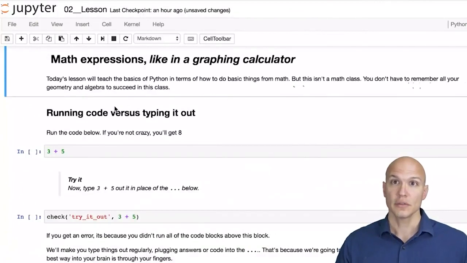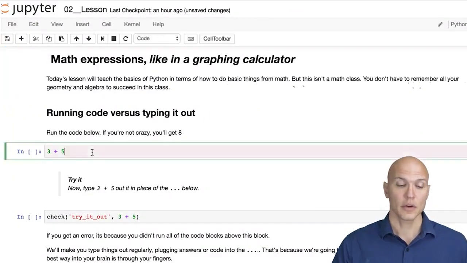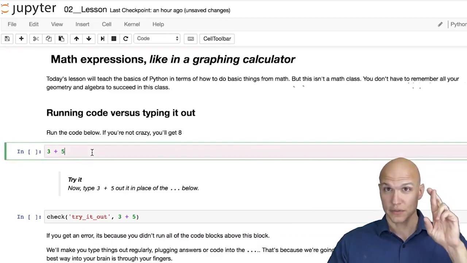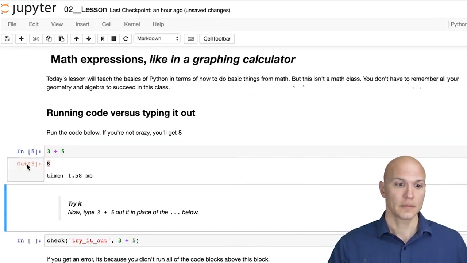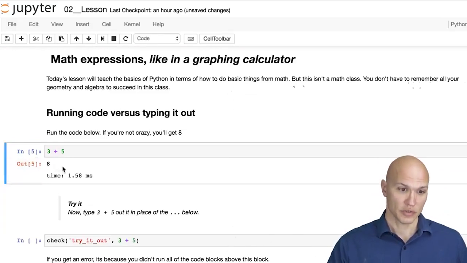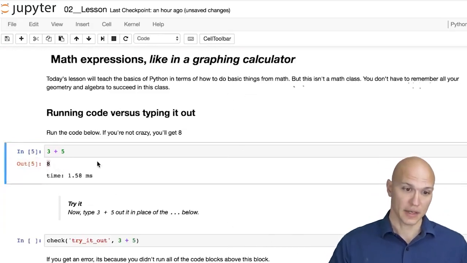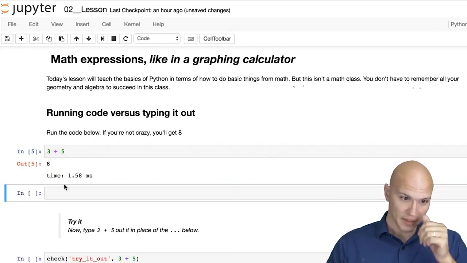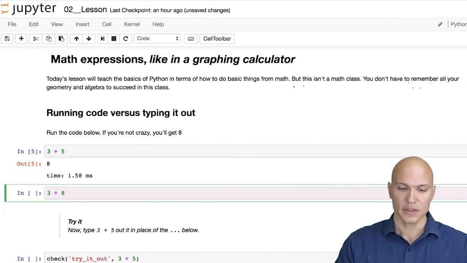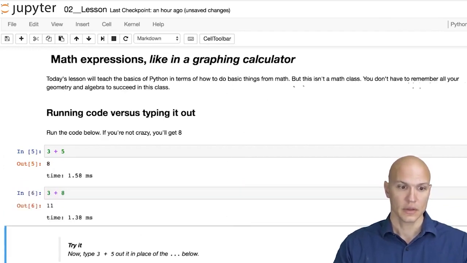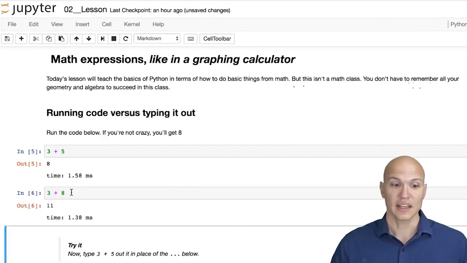We're going to start off just typing out code, running code and typing it out. I have here 3 plus 5, and if we run it, let's cross our fingers, we got 8. The output here, 8. We should feel good about that. It means we're on solid ground. You should just try typing commands out yourself. I know it sounds elementary, but it gets you in the habit. Now, having written that, I'm going to run. And I get 11, just like I'd expect.